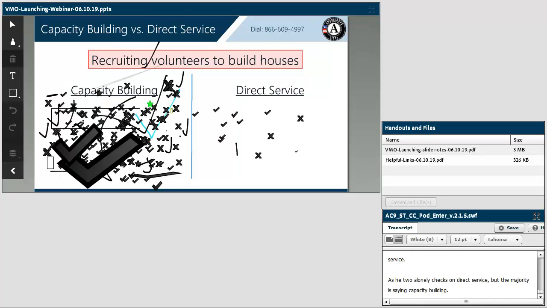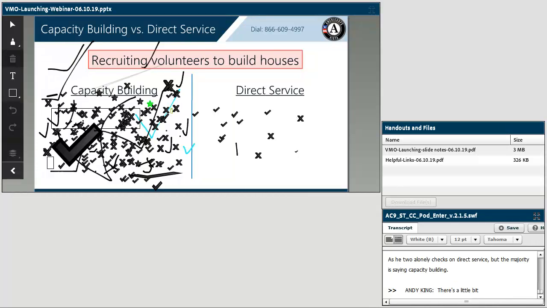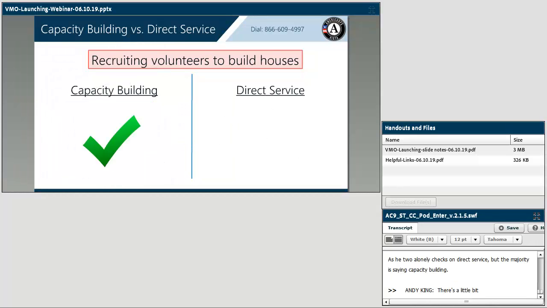All right, a few more moments. Yeah, there's a little bit of a mix in the chat as well. It's mostly capacity building with a smattering of direct service mixed in. All right, let's reveal that answer, shall we? So the correct answer is capacity building, because you're not directly building the house, right? You're developing the capacity by recruiting volunteers who will be able to do the construction work and engage with the organization in other ways.